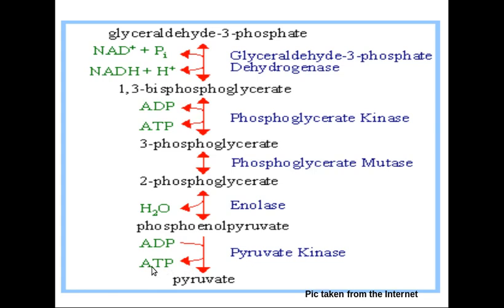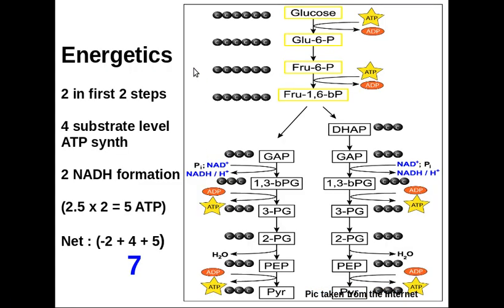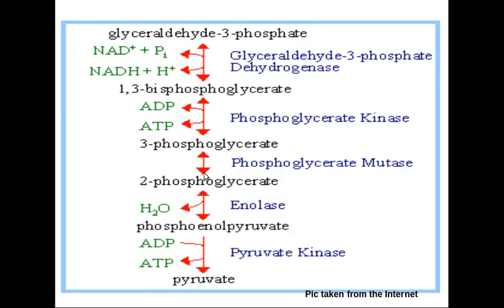So if you have a look at glyceraldehyde 3-phosphate, conversion of glyceraldehyde 3-phosphate to pyruvate involves production of 1 NADH. This 1 NADH will go to the electron transport chain to produce 2.5 ATPs, and there are two levels of substrate level phosphorylation, that is catalyzed by the enzyme phosphoglycerate kinase and pyruvate kinase.